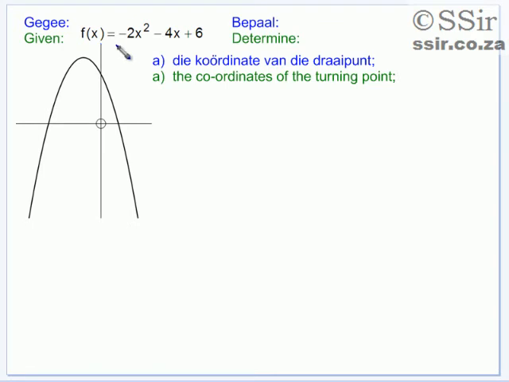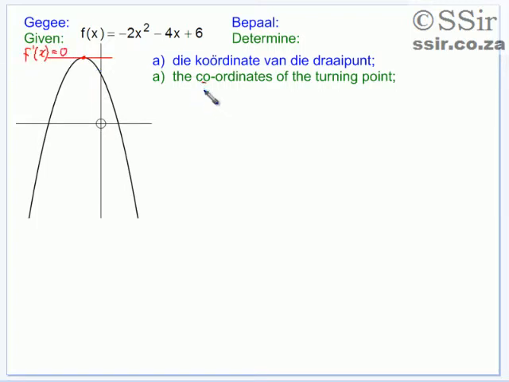The function f of x equals minus 2x squared minus 4x plus 6 has been given, as well as the graph of this function. Determine the coordinates of the turning point. The turning point is that point which lies about here, and if we draw a tangent to this point, then the gradient of this tangent will be 0.